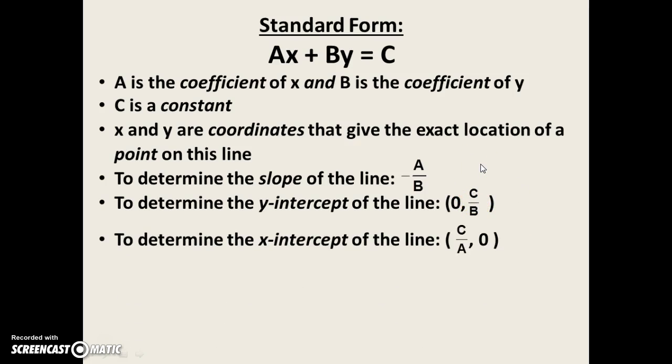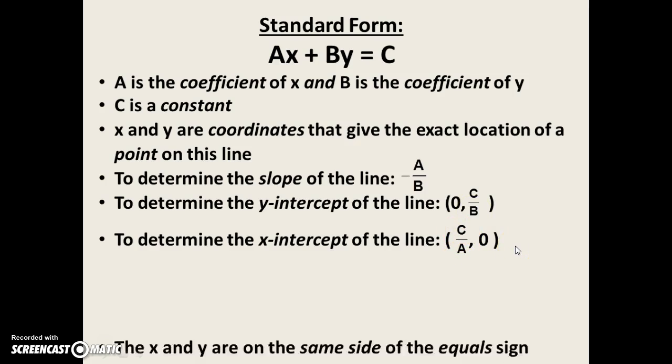To determine the x-intercept, we're basically doing the same thing, except now y is going to be 0, and we're looking to solve for x. So y is gone, ax equals c, and we divide both sides by a, so we get c over a equals x. That's how we get the c over a. So the constant divided by b gives the y-intercept, and the constant divided by a gives the x-intercept.